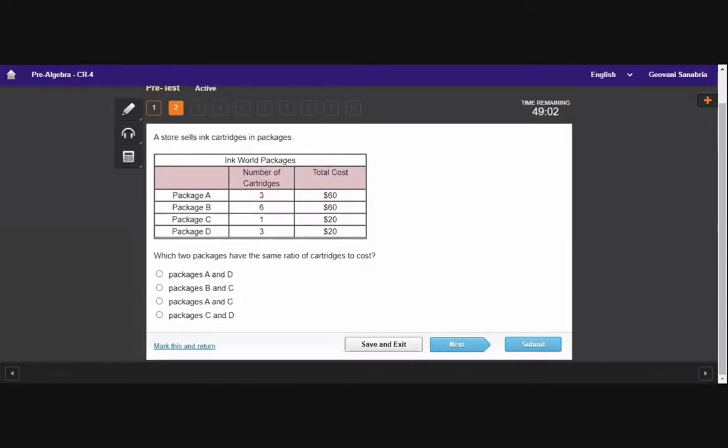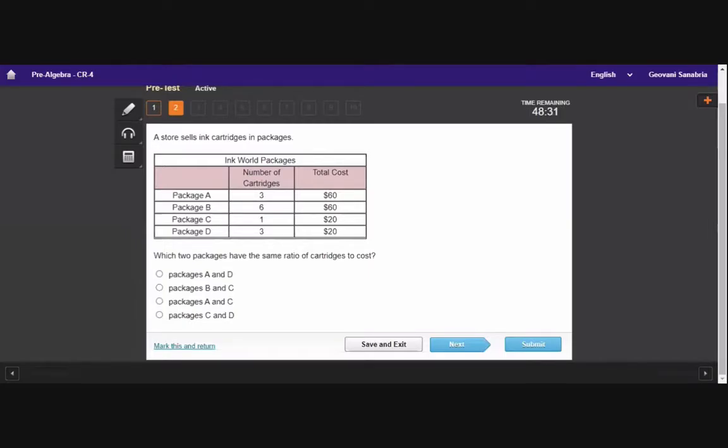All right. Store sells ink cartridges in packages. Which 2 packages have the same ratio of cartridges to cost? So it's saying cartridges to cost. That just means you put the number of cartridges over the cost. Cartridges go on top, cost goes on bottom. And then you just divide each one and see which ones are the same.